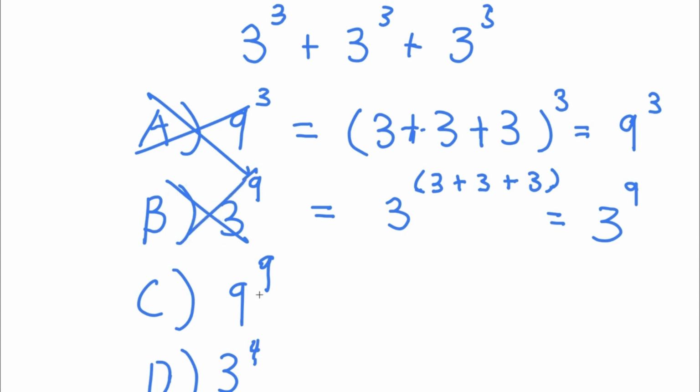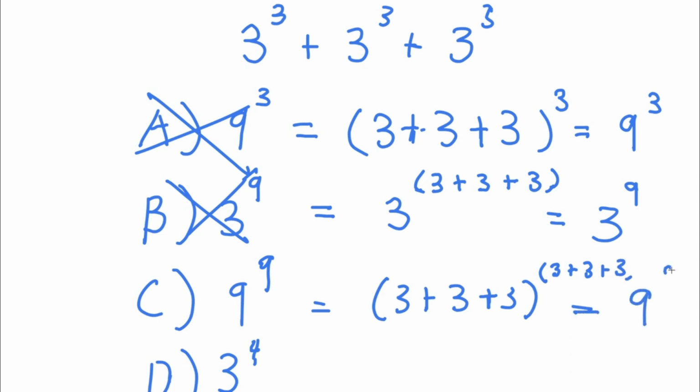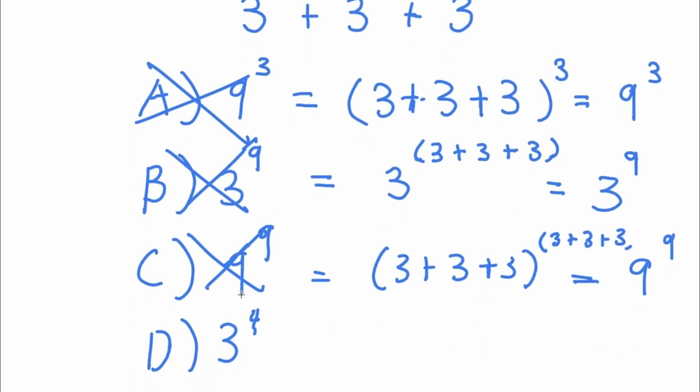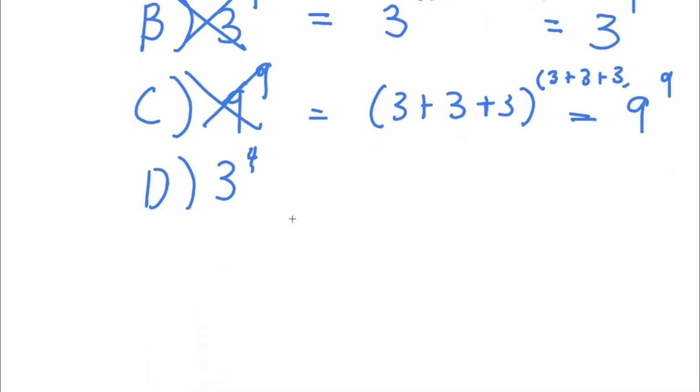So now over here, I have 9 to the power of 9. And how you get this is you add all the exponents and the bases. So you do 3 plus 3 plus 3 to the power of 3 plus 3 plus 3. And you get 9 to the power of 9. This method is wrong as well. So finally, we have D, which is 3 to the power of 4. And this is the correct method.